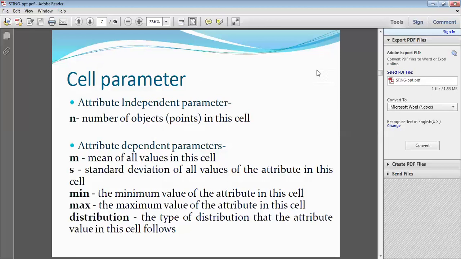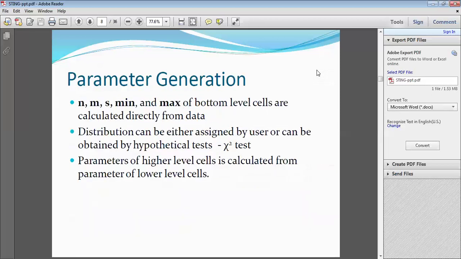For standard deviation, we have a formula: for every value, x minus mean, that whole square, divided by the number of data elements, under root. I shall show you the formula in the next slide. And min is the minimum value. Among 1, 2, 3, 4, 5, 1 is the minimum, so min is equal to 1. Our data element set is 1, 2, 3, 4, 5, so max would be 5.